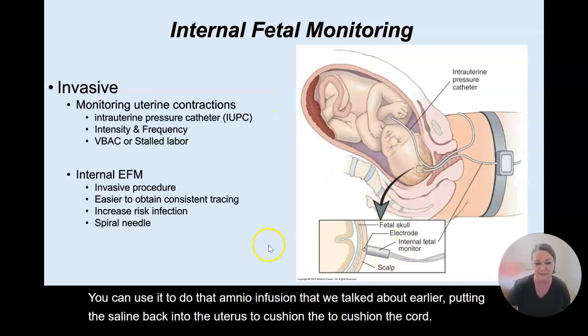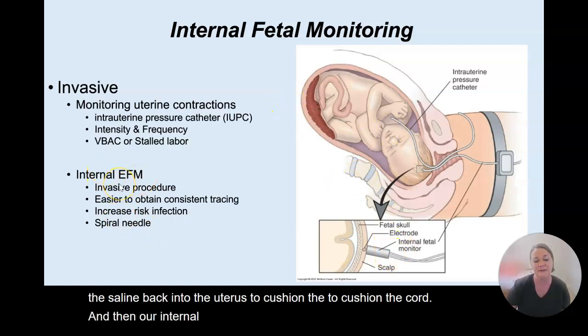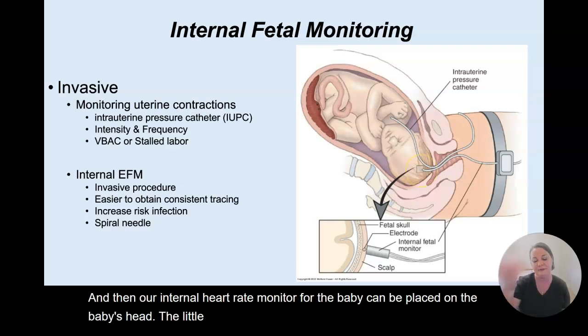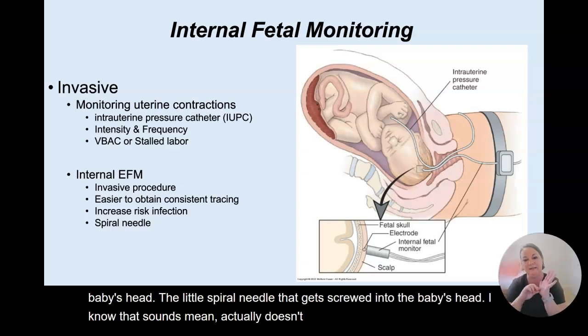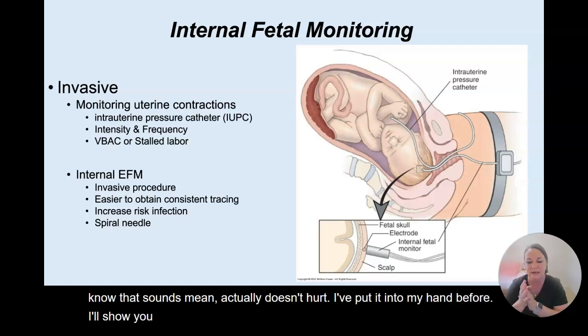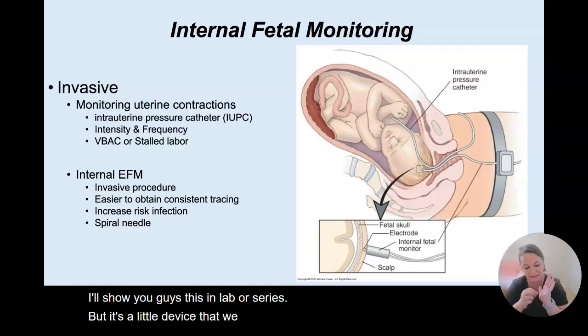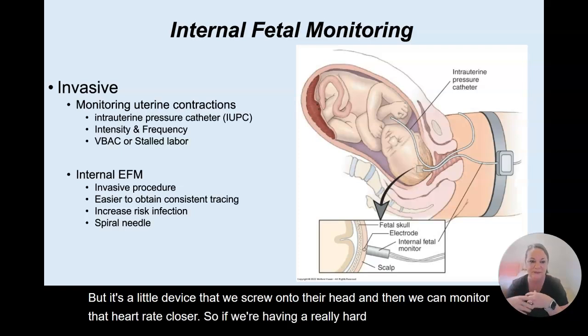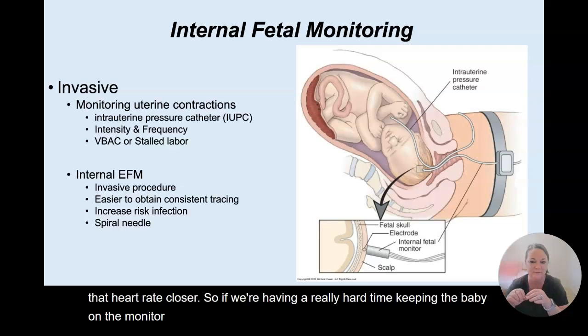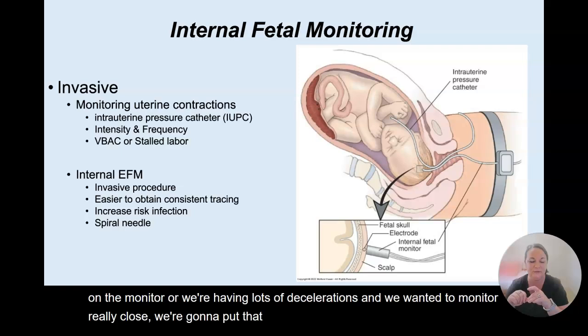And then our internal heart rate monitor for the baby can be placed on the baby's head. It's a little spiral needle that gets screwed into the baby's head. I know that sounds mean. Actually, it doesn't hurt. I've put it into my hand before. I'll show you guys this in lab or theory. It's the little device that we screw onto their head, and then we can monitor that heart rate closer. So if we're having a really hard time keeping the baby on the monitor, or we're having lots of decelerations and we want to monitor really close, we're going to put that internal fetal monitor in.